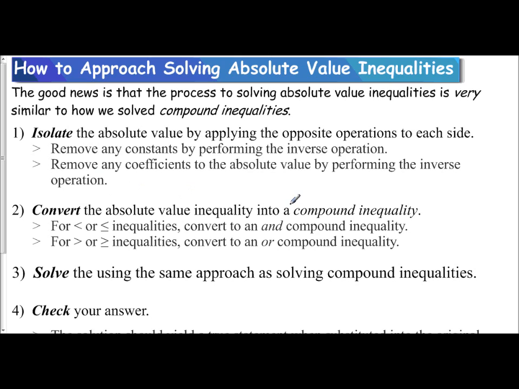And that's the next process. We isolate and then we do our converting the absolute value into a compound. And we already covered this in the previous example. If it's less than or equal to, it becomes an "and" compound inequality. If it's greater than or equal to, it becomes an "or" compound inequality.